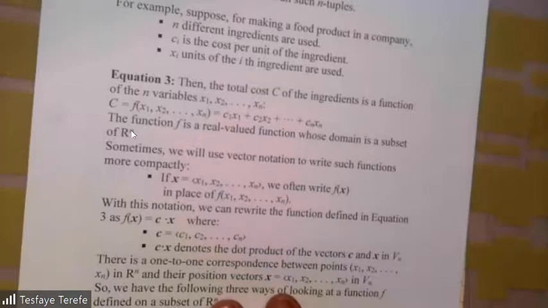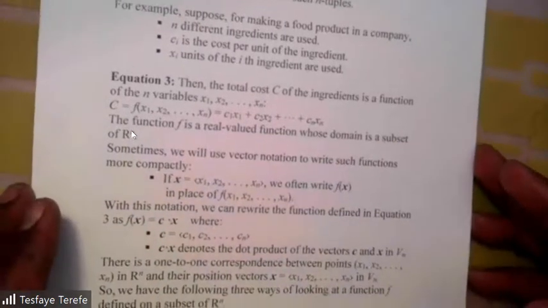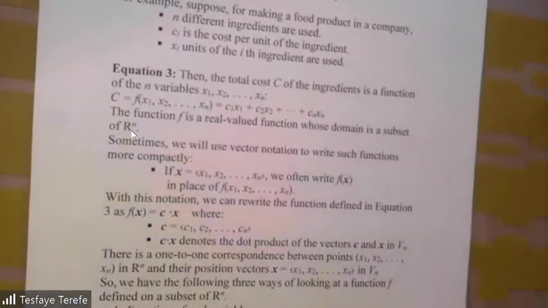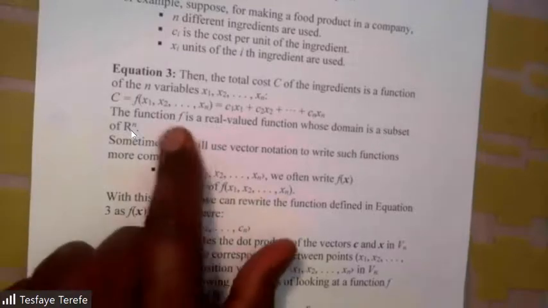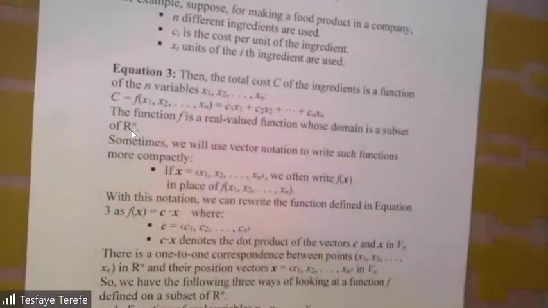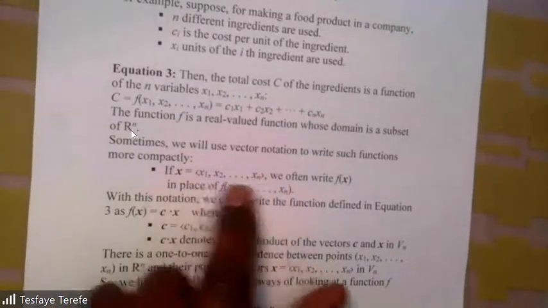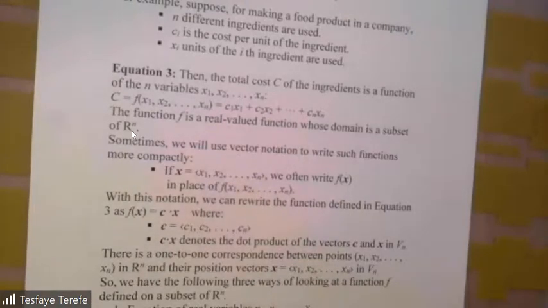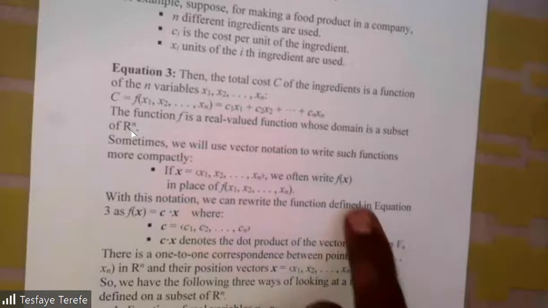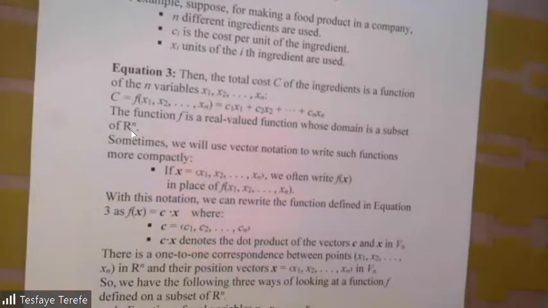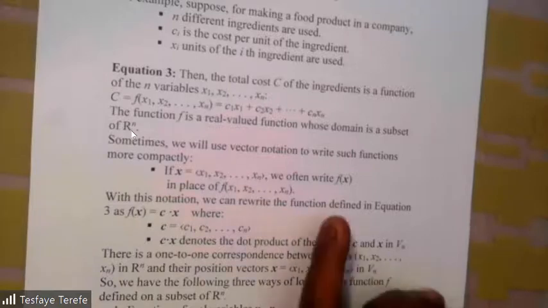A polynomial function. So the function f is a real-valued function whose domain is a subset of n-dimensional real space. Sometimes we'll use vector notation to write such a function. The vector notation makes it a little bit easier. So x, the amounts of each type of ingredient, x1, x2, up to xn, we put as a position vector. And we often write f of x, f of that vector x. By the way, I used bold, in place of f of x1, x2, x3, to make it shorter.